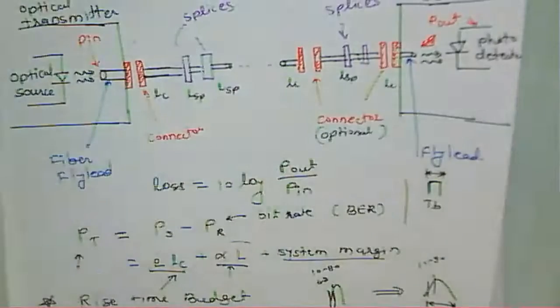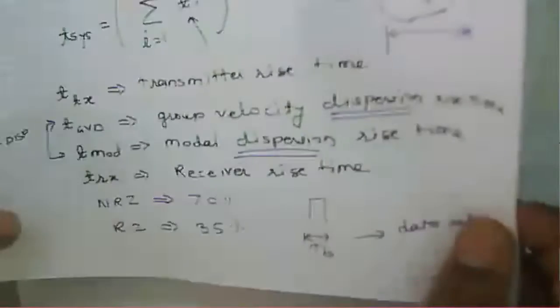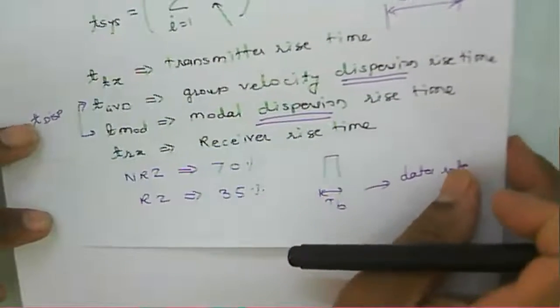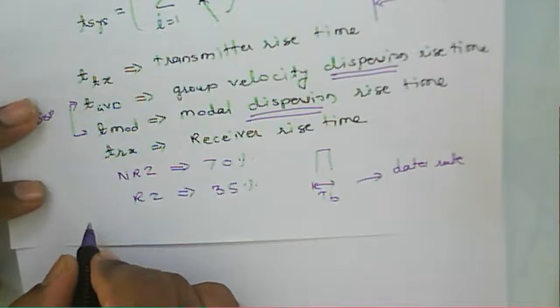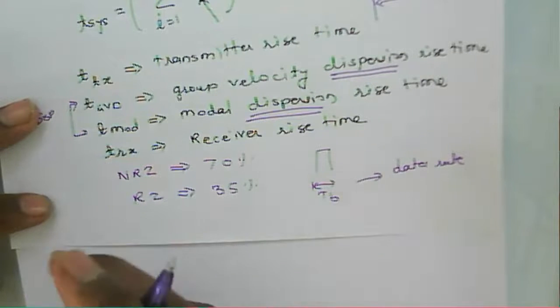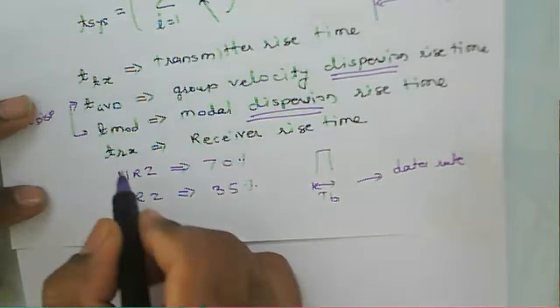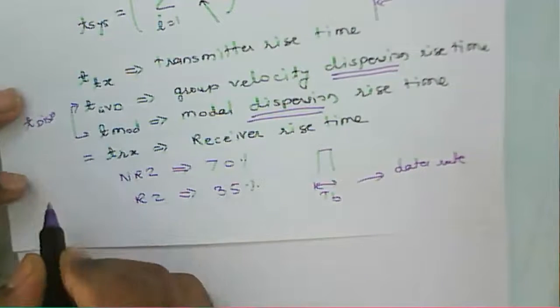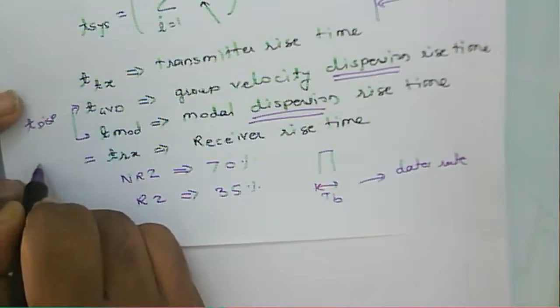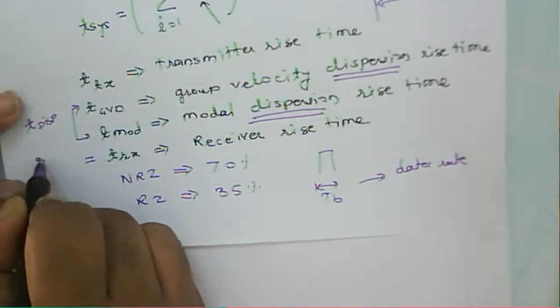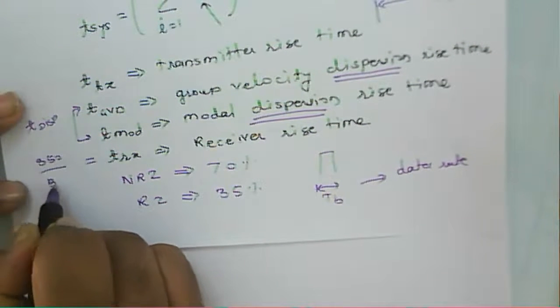Generally we consider the 10 to 90% rise time, and if you consider that the receiver bandwidth is B, then in that case TRX is equal to what? It is 350 divided by B.